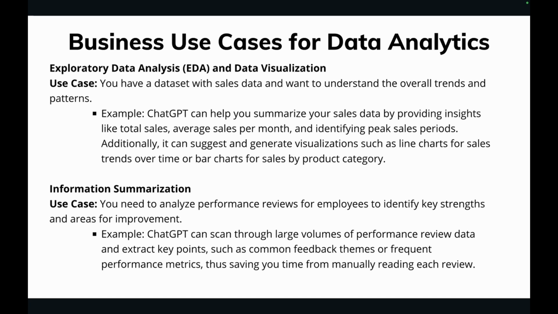Next one is information summarization. You need to analyze performance reviews for employees to identify key strengths and areas for improvement. Really good use case for HR, for example, going through surveys. An example is ChatGPT can scan through large volumes of performance review data and extract key points such as common feedback themes or frequent performance metrics, thus saving you time from manually reading each and every single review.